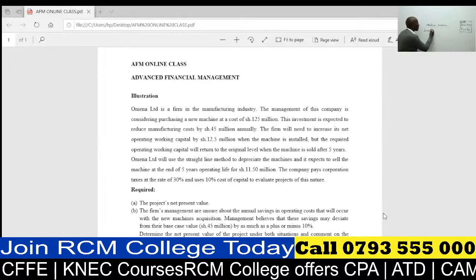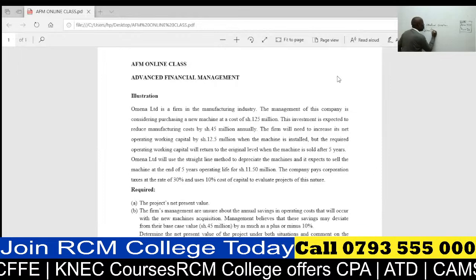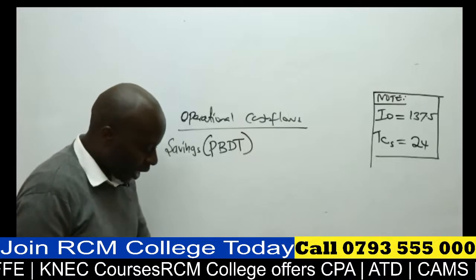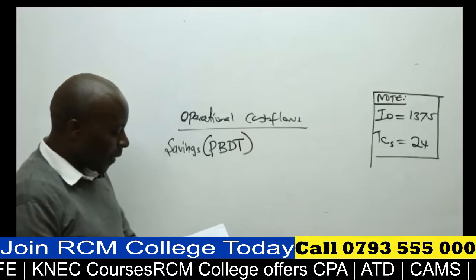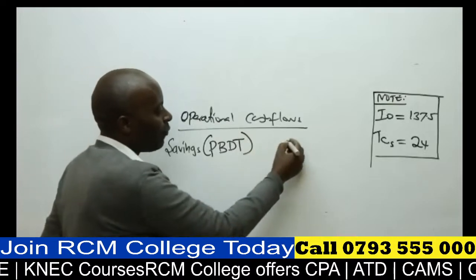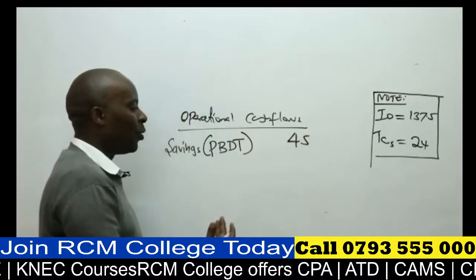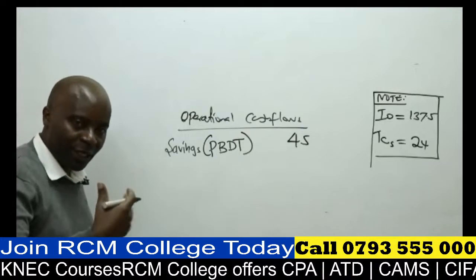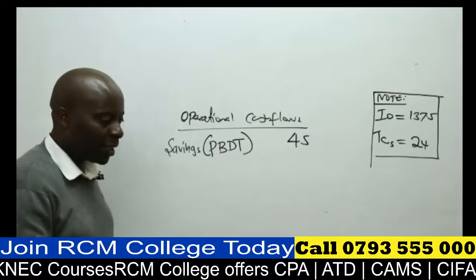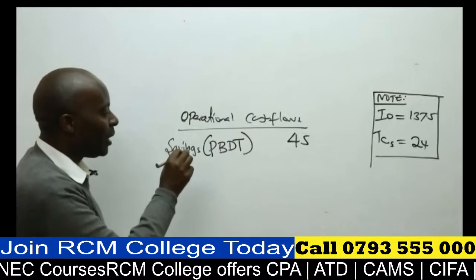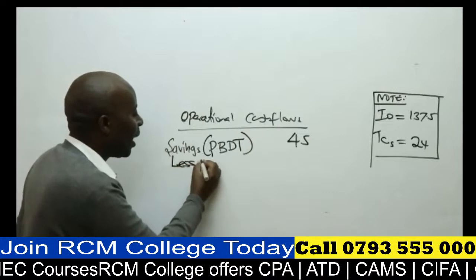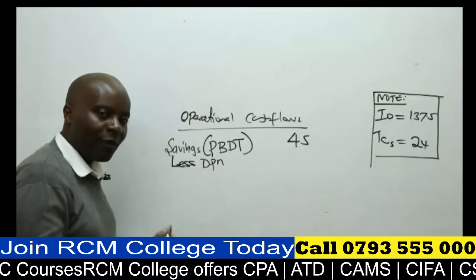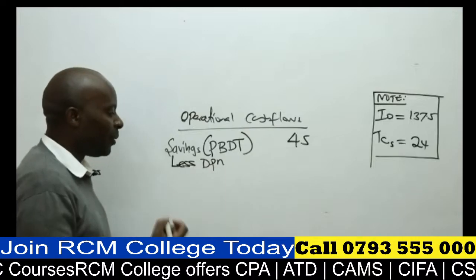So these savings, ladies and gentlemen, of course, will boost what we call our profit before depreciation and tax. Our profit before depreciation and tax will amount to 45 million. Whenever we save, we boost our profitability like that. Then, because taxation has been given, come and less depreciation here. Whenever you see taxation being given, then depreciation becomes relevant.